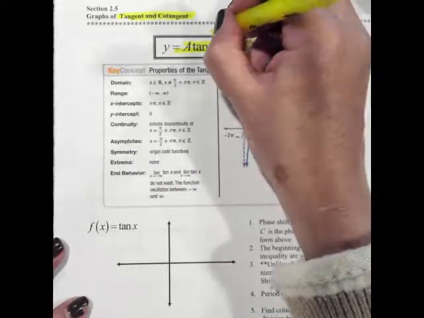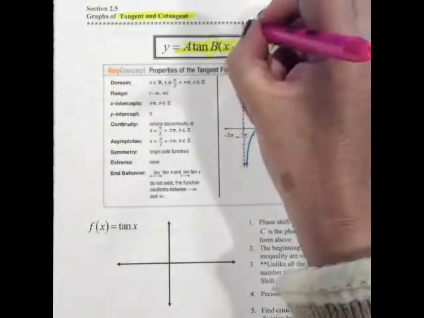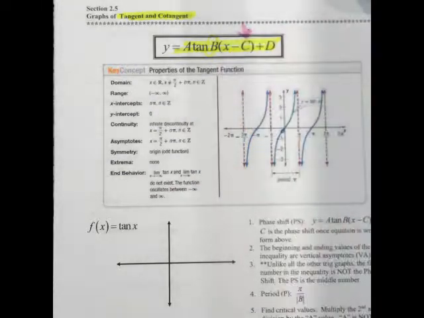Reminder, you do want to make sure you have this b value factored out so that you can identify the correct horizontal shift or phase shift. So just like we saw with secant and cosecant, you are going to have vertical asymptotes in your graph because there are places, if you think about your unit circle, that tangent is undefined.